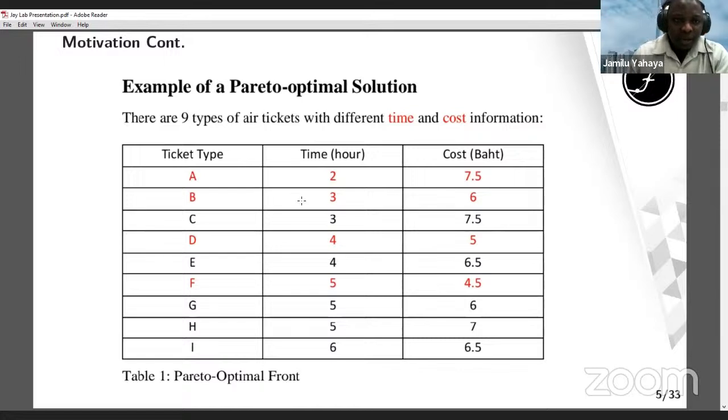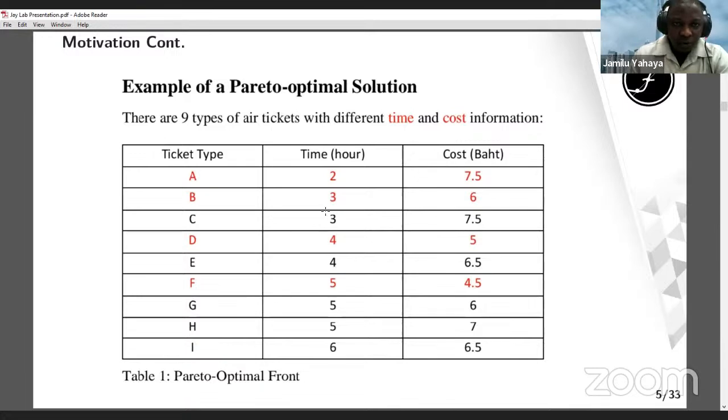But if you compare A and C, you will notice that the time taken to reach the destination for air ticket A is less compared to air ticket C. So in this case, we can now say that A dominates C. That is, A is more important than C.